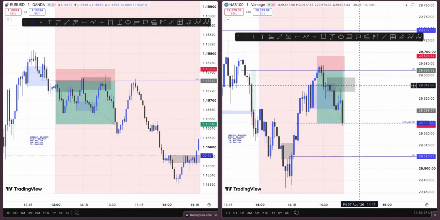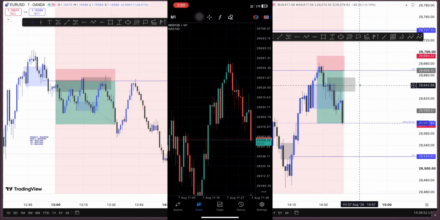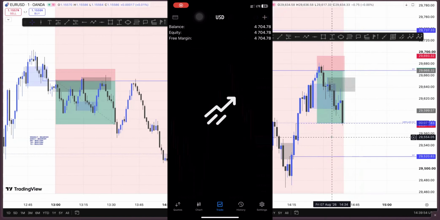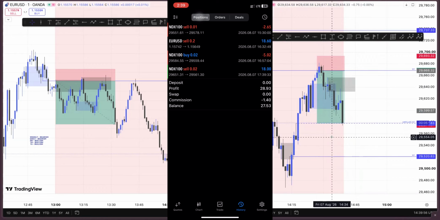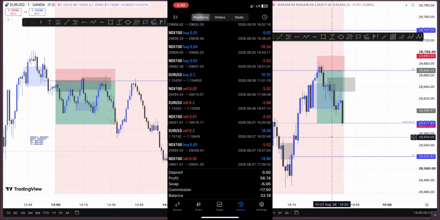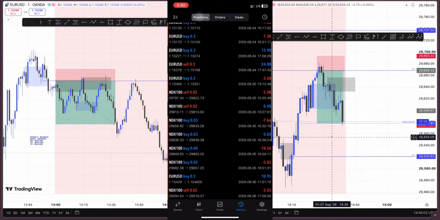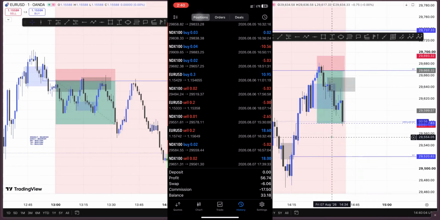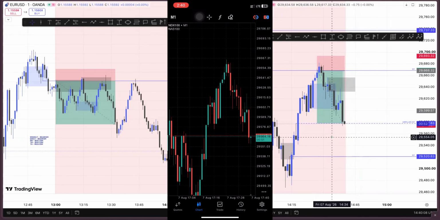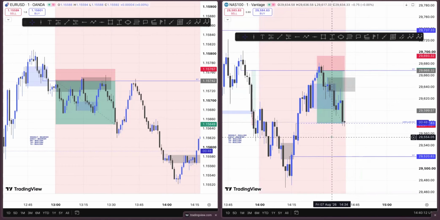All right, so let me show you my P&L. So this is my P&L for today, and this is for the whole week. For the whole week, this is how my trading went. Not bad. And yeah, that is it for today.